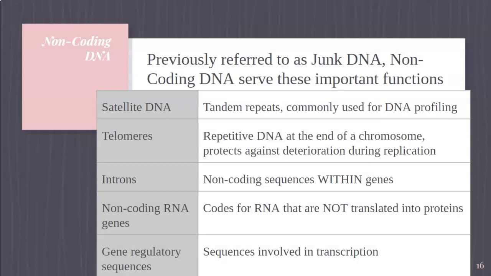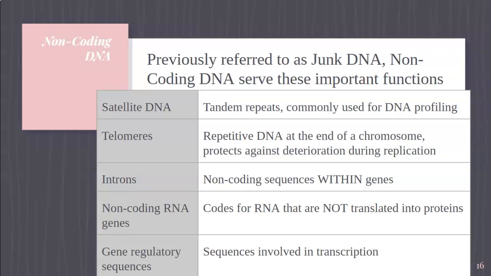Now, you knew I wouldn't leave you hanging on what junk DNA does. Previously it was called junk DNA, now it's called non-coding DNA, and there's a lot of things that it could do, but the big thing that we look at are tandem repeats within satellite DNA and telomeres, which is repetitive DNA at the end of a chromosome.